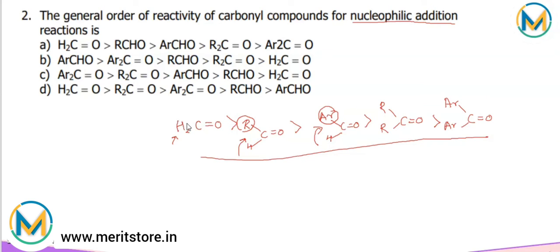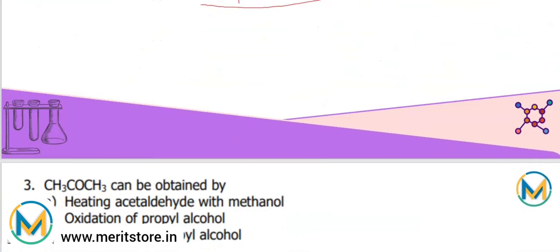So the correct answer, if you look at the options, H2C double bond O is there in option D as well as in option A. Then we have an aldehyde. Option D does not have this aldehyde group. It directly has a ketone, but we need to have an aldehyde first. Then aryl aldehyde, then a ketone, and then aryl ketone. So the correct answer among the given options is option A, and this is the correct order of reactivity of carbonyl compounds for nucleophilic addition reaction.